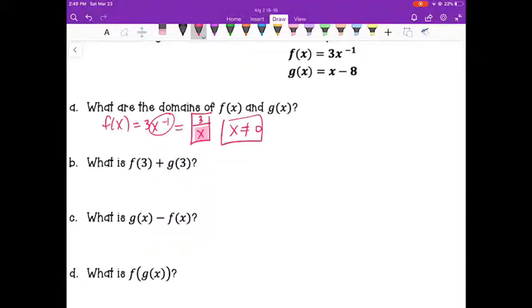Our domain for g of x, well, g of x is a linear function. What can you plug into a linear function? Whatever you want. So our g of x domain is all real numbers.